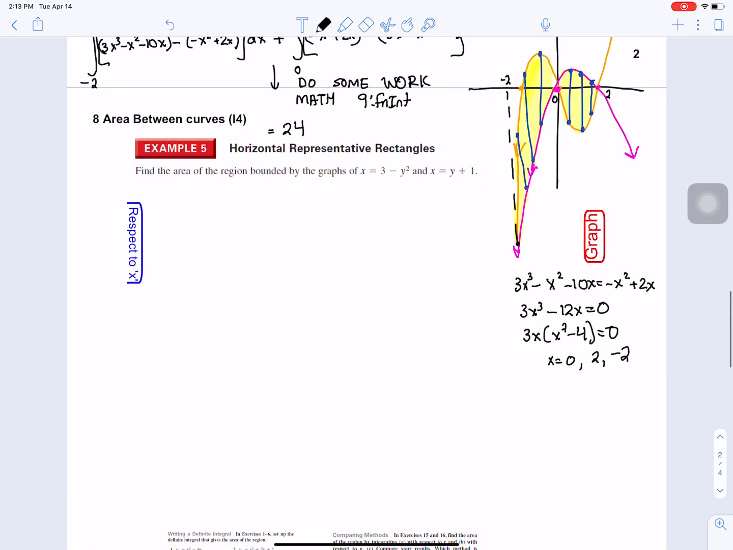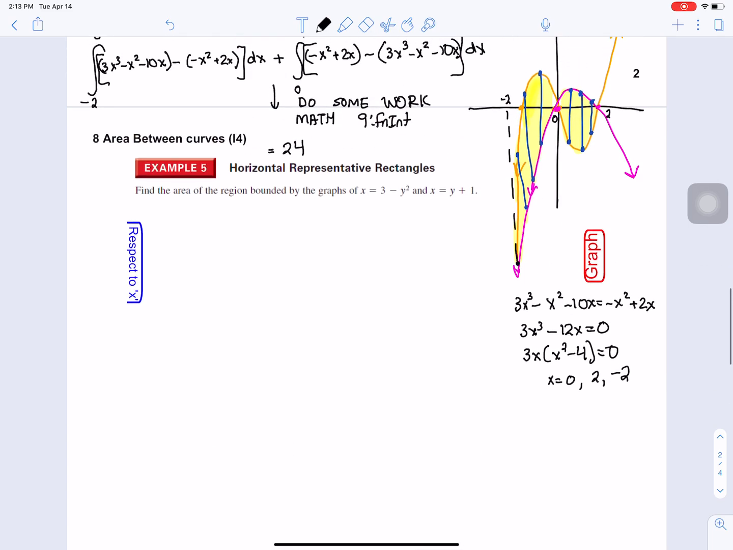Now the last example, what we're going to do is we're going to kind of throw the function in reverse. So instead of going from left to right and doing top curve minus bottom curve, we're going to go from bottom to top. And it's almost like we're reversing the variables a bit. And then instead of doing top minus bottom, we're going to do the right minus left, but I would have to rewrite these functions in terms of y instead of x.